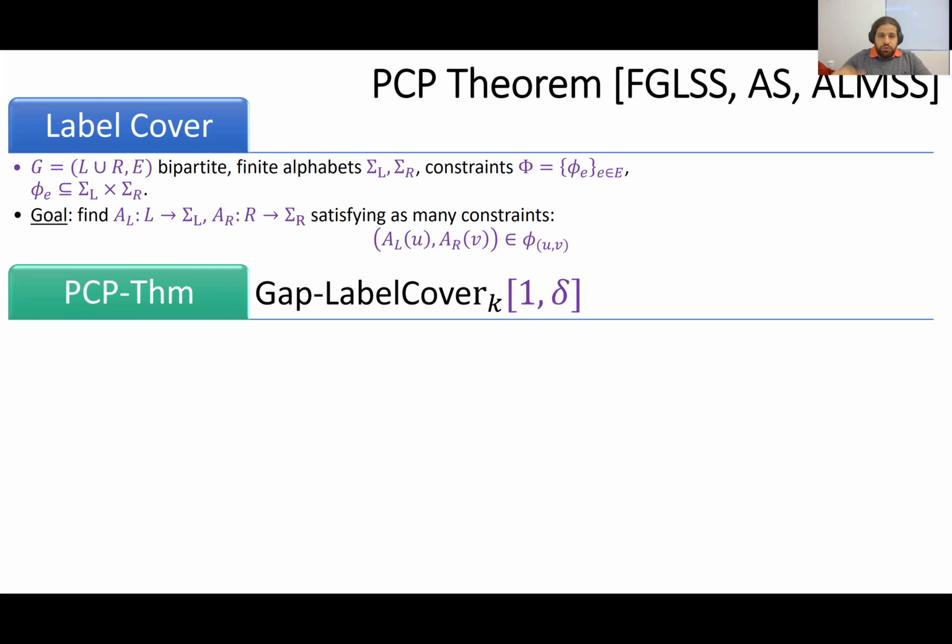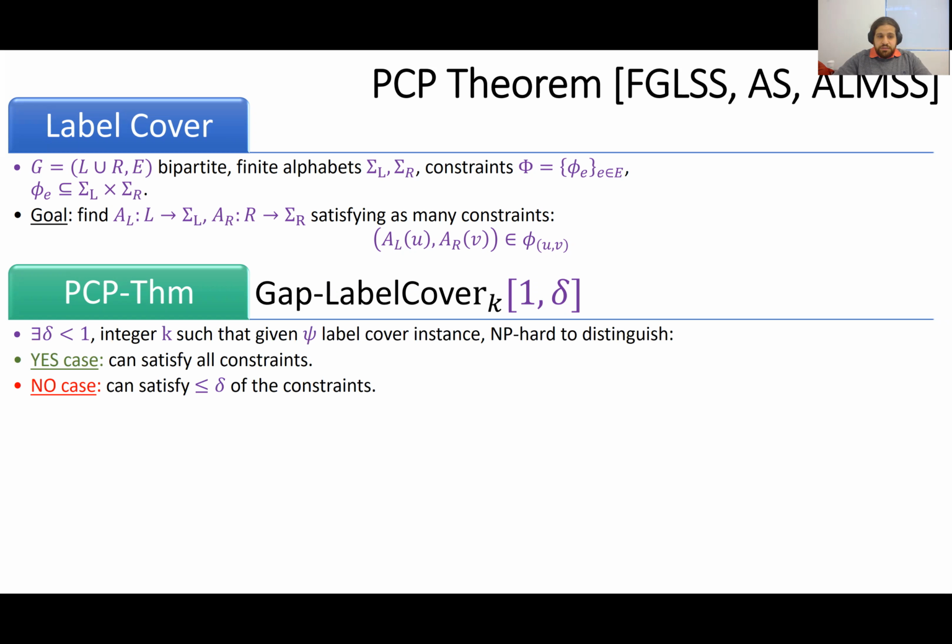Good. So what do we know about label cover? Using label cover, we can phrase the PCP theorem. This theorem says that there exists delta strictly less than 1 such that if I give you a label cover instance psi, and I tell you that either you can satisfy all of its constraints, or you can satisfy at most a delta fraction of its constraints, then it's NP-hard for you to distinguish between these two cases. It's NP-hard for you to tell which one of these cases holds.